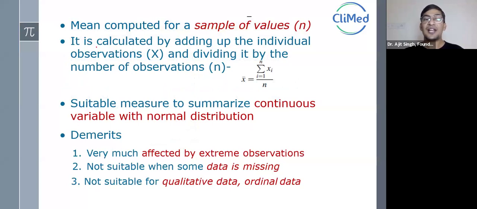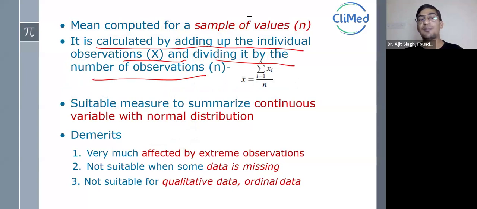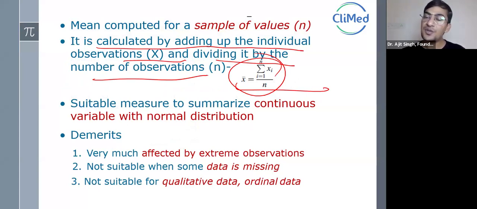So see, it is calculated by adding up the individual observations and dividing by the number of the observations. Okay, don't go to the formula if you want to remember, but the simple formula is: add up all the individual observations and divide by the number of observations. Simple. What are the merits?